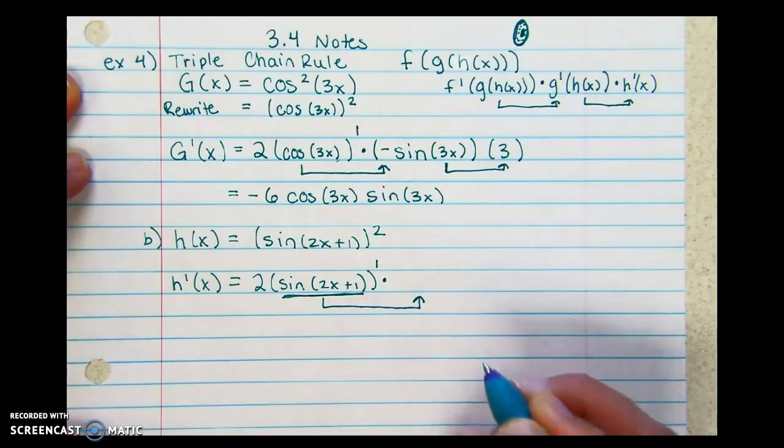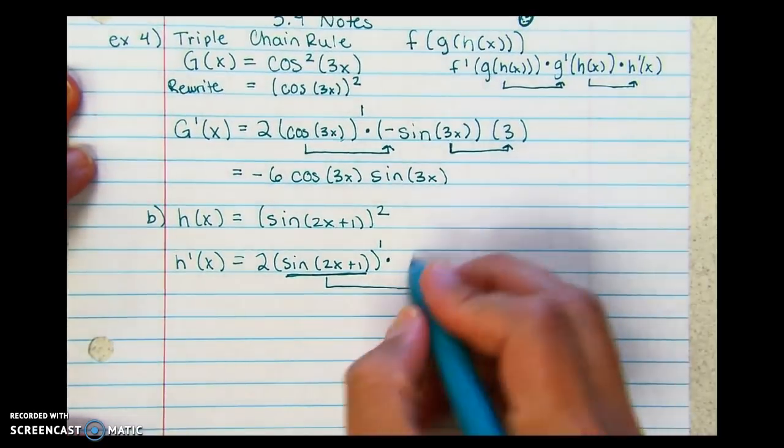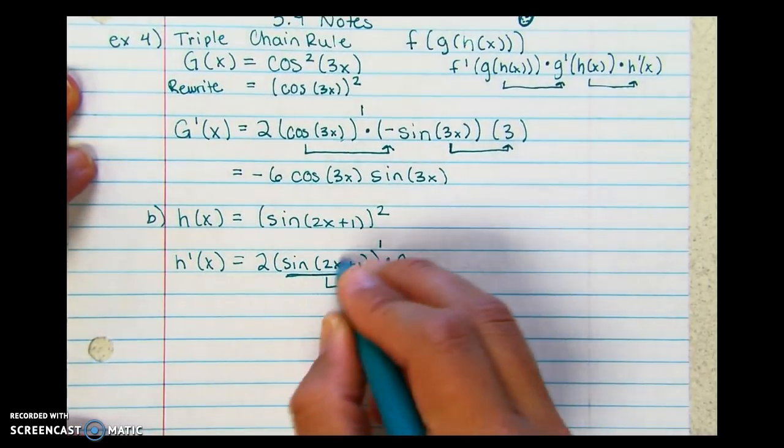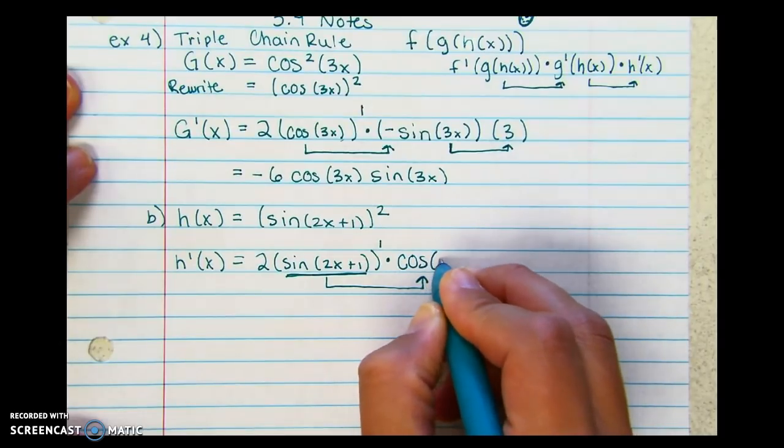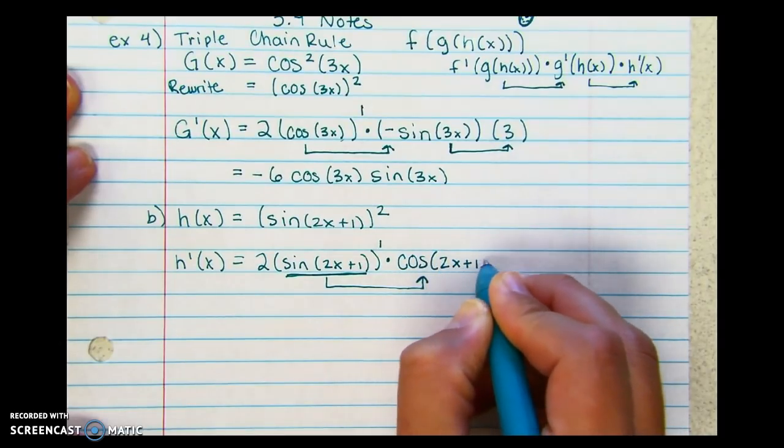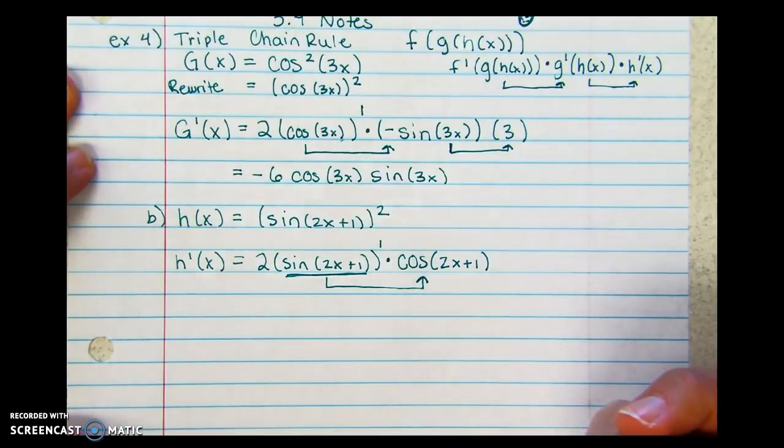So what's the derivative of sine? Cosine. And what happens to this inside? The inside stays the same. When you're using the chain rule, the inside stays the same.